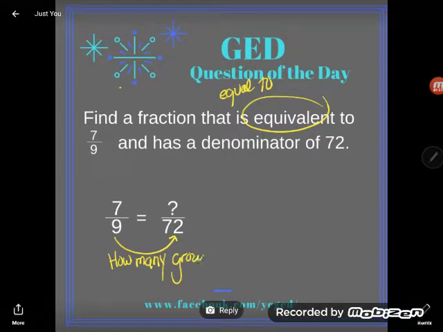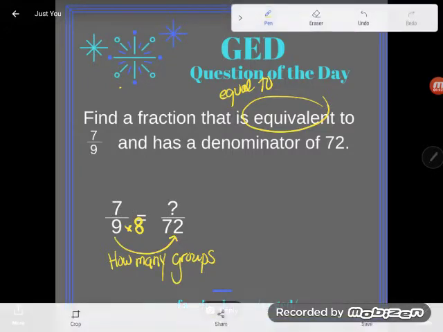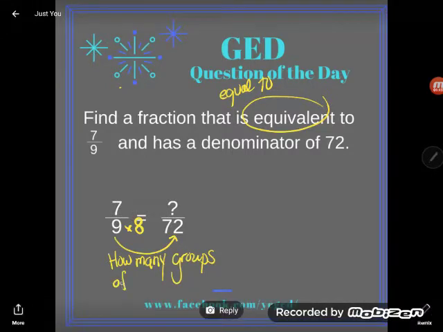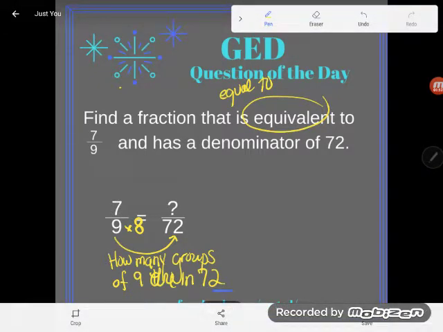72 divided by 9 is, of course, 8. Or another way to think of that, 9 times 8 is equal to 72. So, how many groups of 9 are in 72? That's what I asked myself. And I figured out, well, there's 8 groups of 9. 9 times 8 is equal to 72.